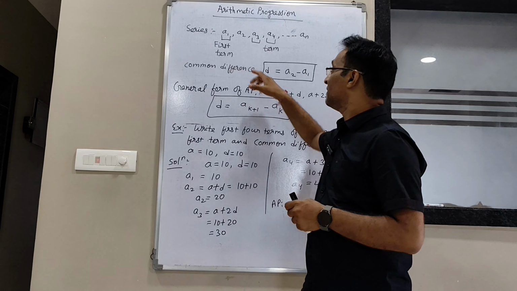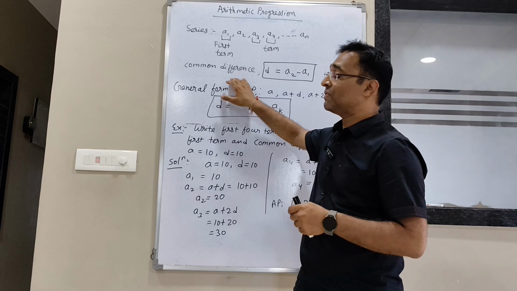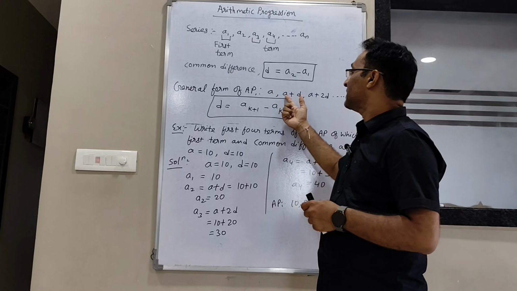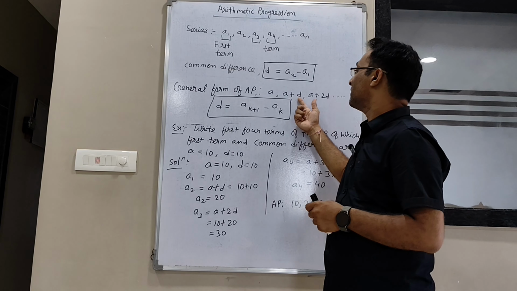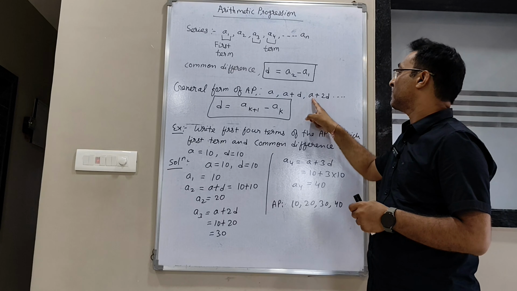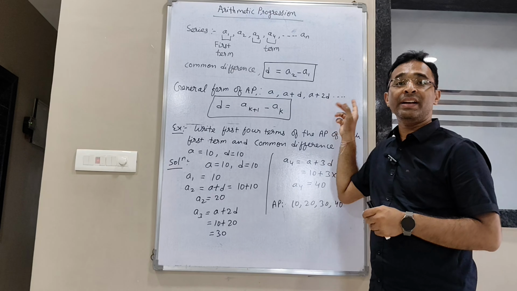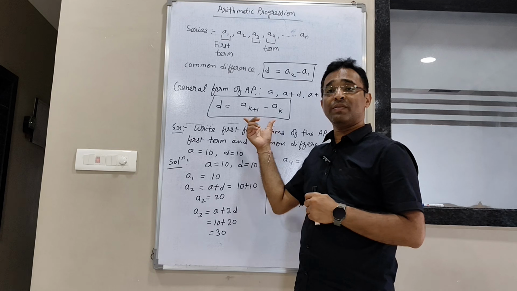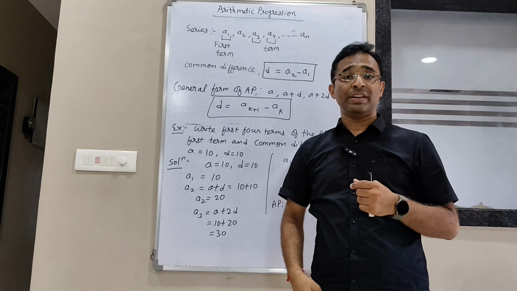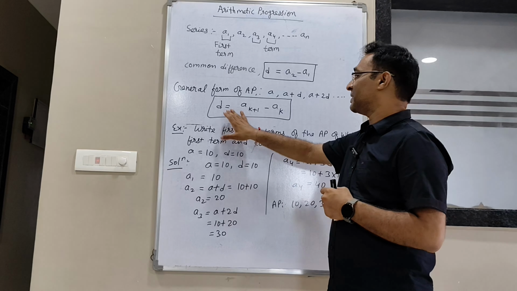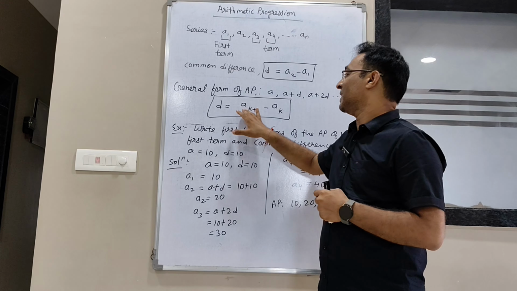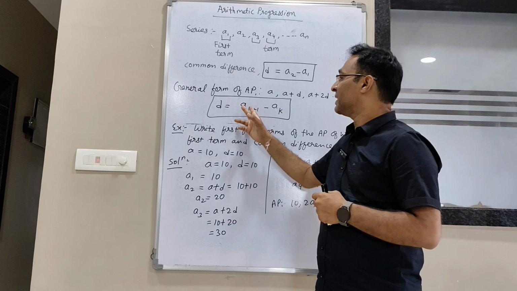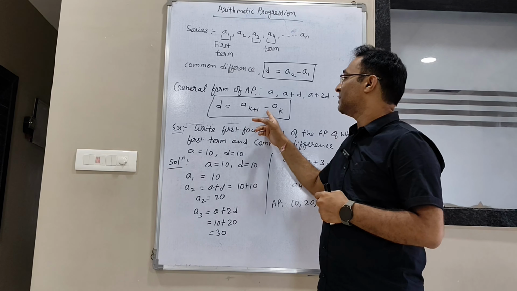Now this series we can generalize in the form of an AP as first a, which is the first term, second term will be the first term plus the common difference, third term will be the first term plus 2 times the common difference, and so on. So we can write a generalized formula for the common difference, which is represented by the term d as a(k+1) minus a(k), meaning the (k+1)th term minus the kth term.